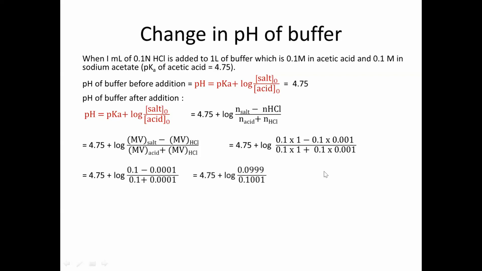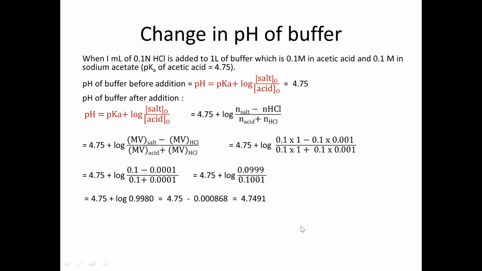After solving, we get log of (0.1 minus 0.0001) upon (0.1 plus 0.0001), so log of 0.0999 upon 0.1001. On solving the log, we see that the net pH of this solution comes out to be 4.749, which is approximately equal to 4.75. So we see that there is no appreciable change in the pH of the solution when 1 ml of 0.1 normal HCl is added to 1 liter of this buffer solution.